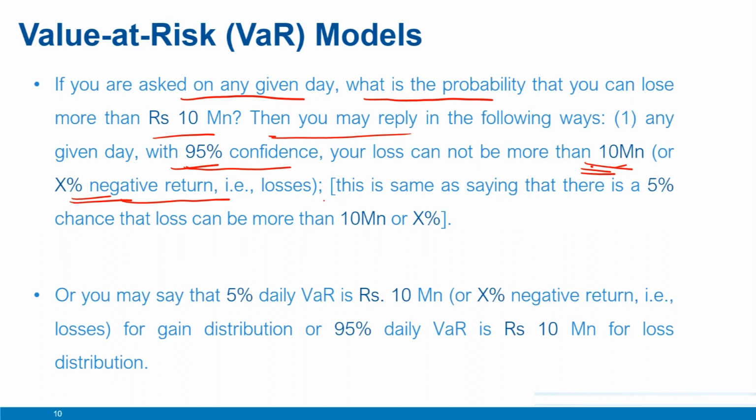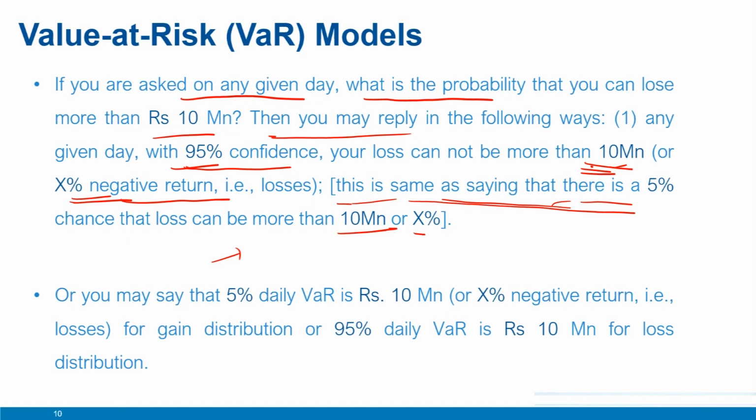This is also, if you think of it, the same way of saying that there is a chance of 5% that my losses can exceed this amount. I repeat, there's a way of saying that there's a 5% chance that my losses can be more than this amount of 10 million or X%. And therefore, we may express our VaR value in two ways.